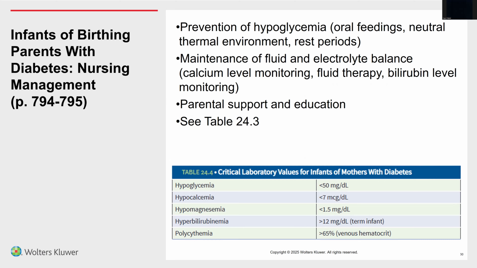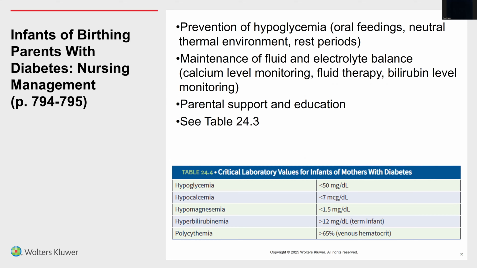Your Table 24.4 gives you clinical laboratory values for infants of mothers with diabetes. So hypoglycemia in the newborn is less than 50 milligrams per deciliter. Now the AAP has a level below 40, but your book says below 50. So that's what you need to go by for testing purposes.